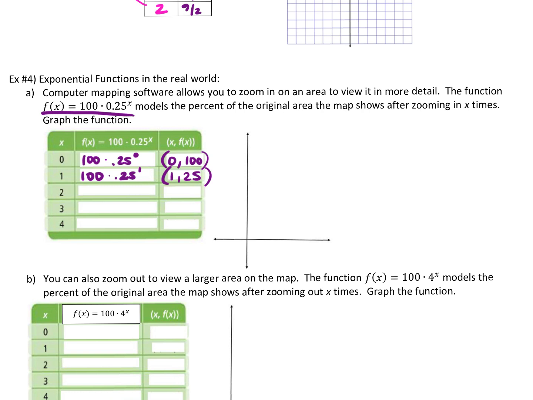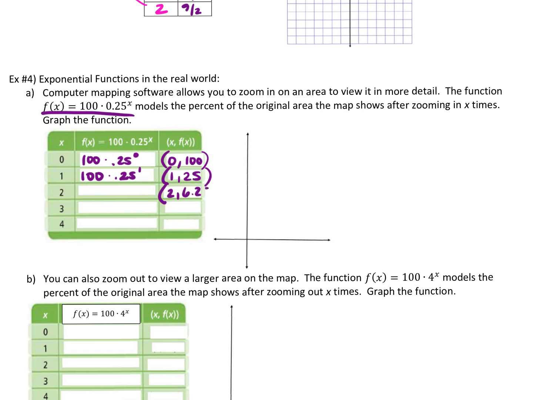Okay, then you plug in a 2. I'm not going to keep writing that out. Is that okay? You're just plugging it into your calculator, right? 100 times 0.25. Do you remember how to get that again? Second enter brings that thing up, and then you can just edit. You don't have to type it all in every time. If you don't know what I'm talking about, ask me and I'll show you. So if you plug in a 2, what do you get?